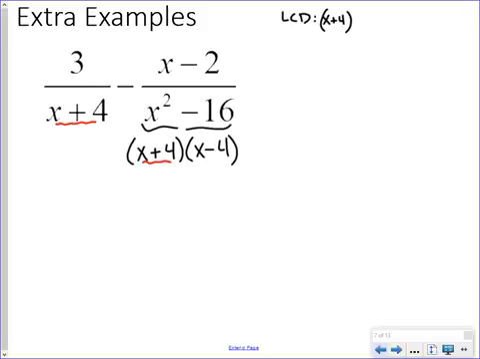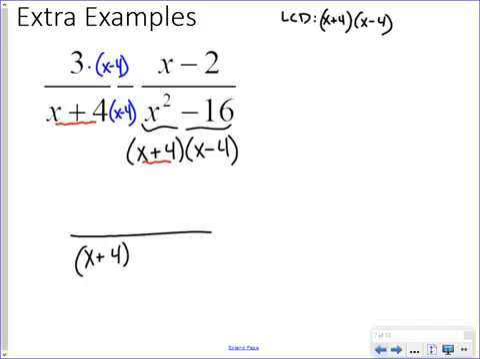My larger denominator also has a factor of x minus 4, so I'm going to need to give that to my first fraction. And so I have to multiply both the numerator and the denominator by x minus 4. At this point, I've created a common denominator, x plus 4 times x minus 4. You could multiply this out to get x squared minus 16. I'm not going to do that. That's more work, so I just keep my denominator.